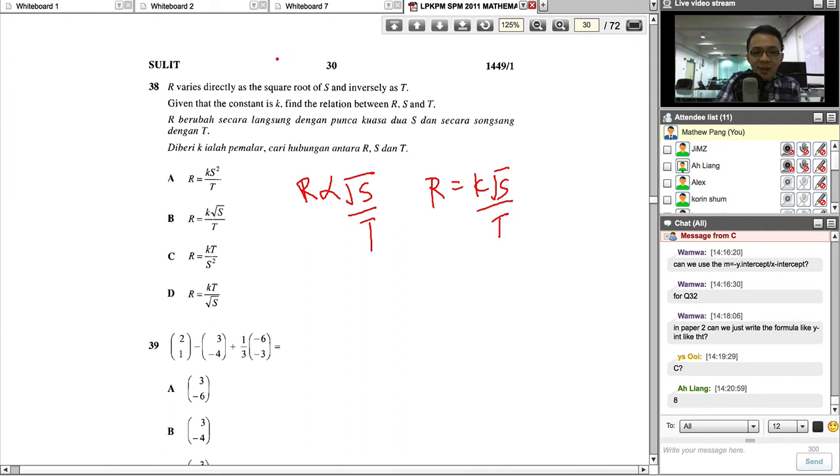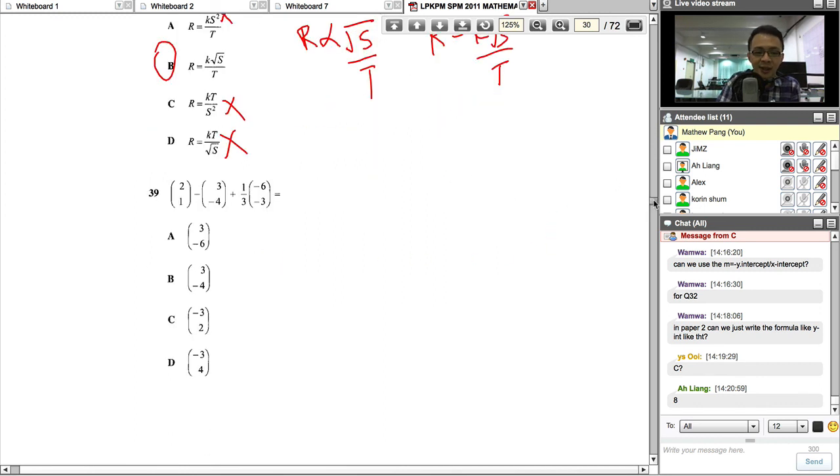So square root, you must understand square root. This is not square root, wrong. Okay, square root of x, this is wrong. So obviously this is correct. Okay, simple.